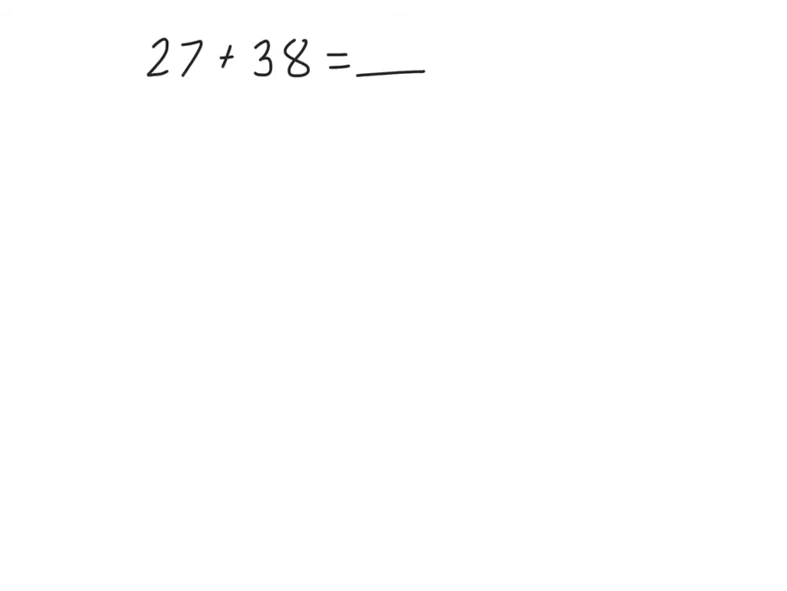Let's take a look at this addition sentence. Quickly, let's review our vocabulary words. 27 and 38 are addends because those are the numbers we're going to add in the addition sentence. We are trying to figure out what the sum is. The sum is the answer to an addition problem.